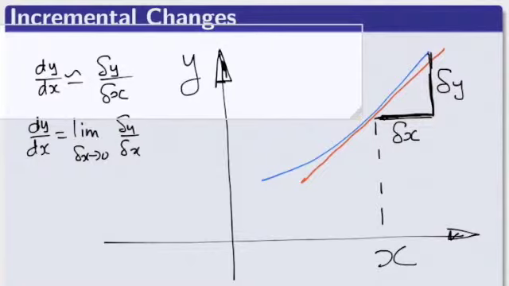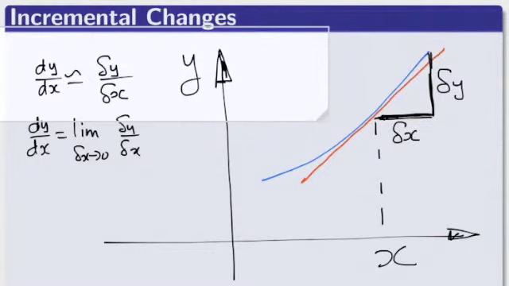Now if we know the gradient of the tangent, or the slope of the red line, then we know dy dx. Knowing dy dx and knowing delta x, using this relationship we can compute delta y.